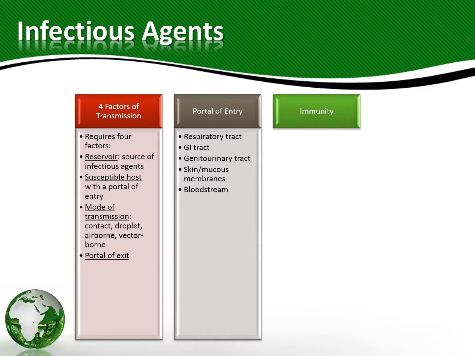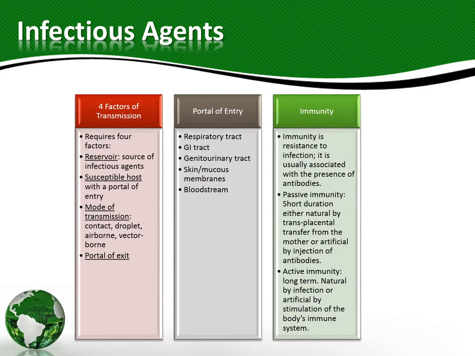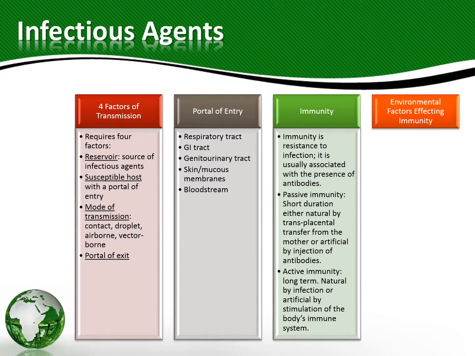Okay, let's discuss immunity. Immunity is resistance to infection. It is usually associated with the presence of antibodies. There's passive immunity, which is a short duration, either natural by transplacental transfer from the mother or artificial by injection of antibodies. Then there's active immunity, and this is long-term, and it's natural by infection or artificial by stimulation of the body's immune system. There are environmental factors that can affect immunity.